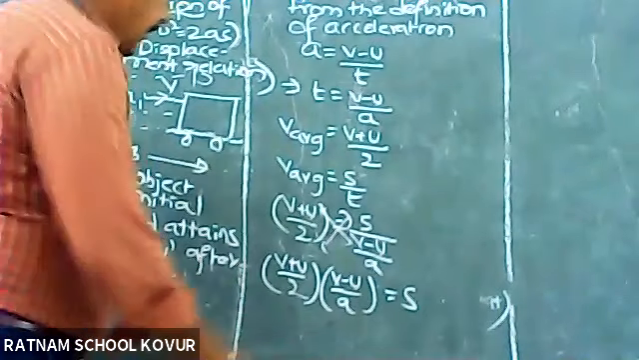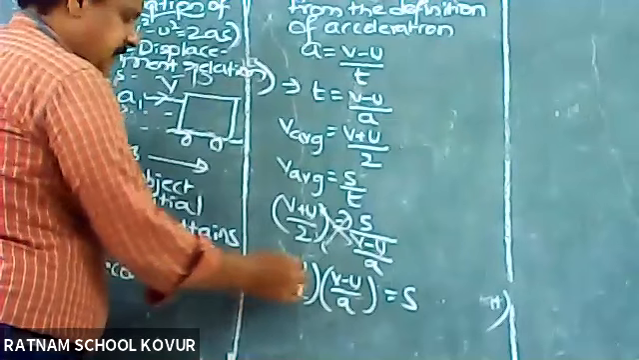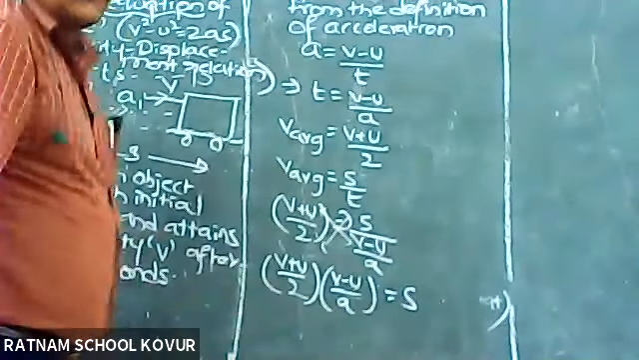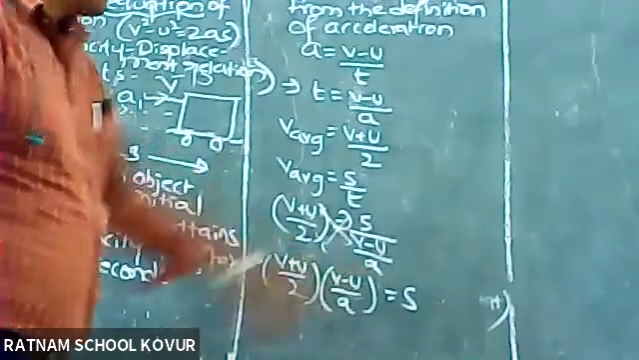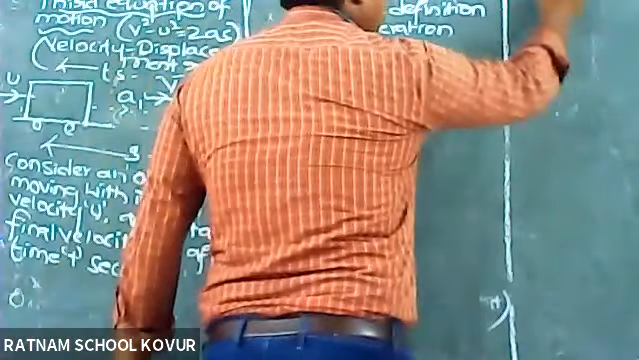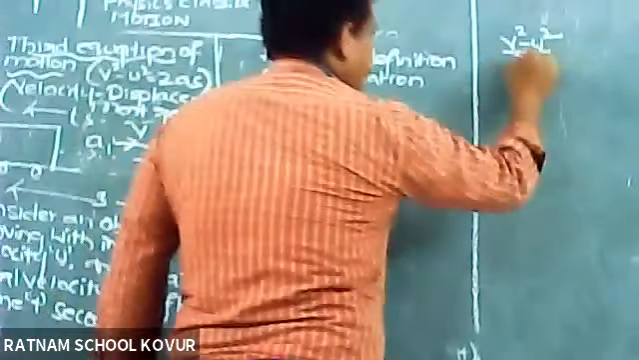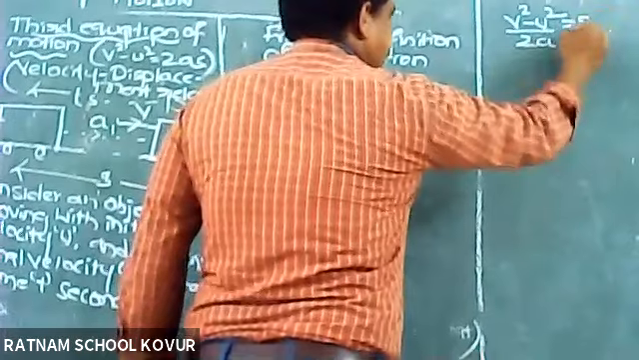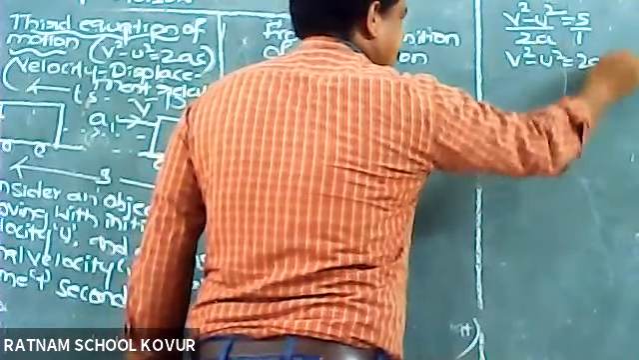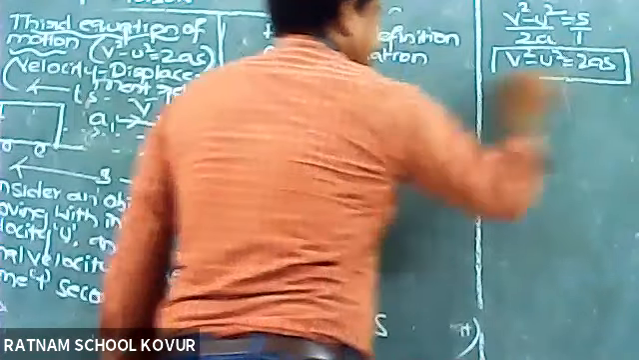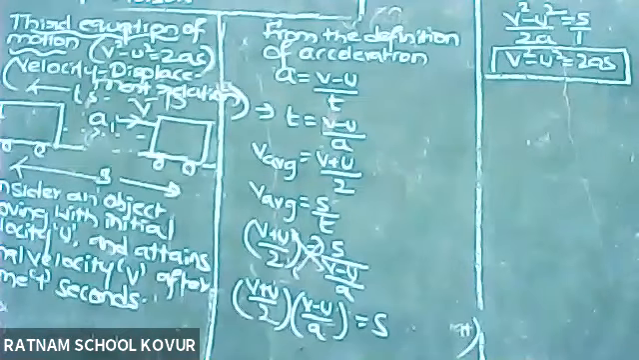Now you see here in the numerator, it is in the form of a plus b into a minus b. So you know a square minus b square: v plus u into v minus u gives v square minus u square. And if you multiply this by 2a is equal to s. Cross multiply: v square minus u square is equal to 2as. This is the equation.